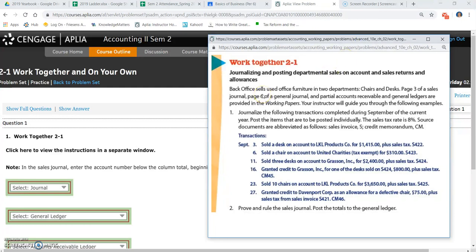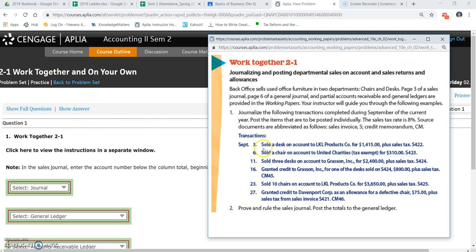It says Back Office Supplies sells used office furniture in two departments, chairs and desks. Page 3 of a sales journal, page 6 of a general journal, and a partial accounts receivable and general ledgers are given to us. We're going to journalize the following transactions completed during September of the current year, and we're going to post the items that are to be posted individually. The sales tax rate is 8%. Source documents are abbreviated as follows: sales invoice and credit memorandum.